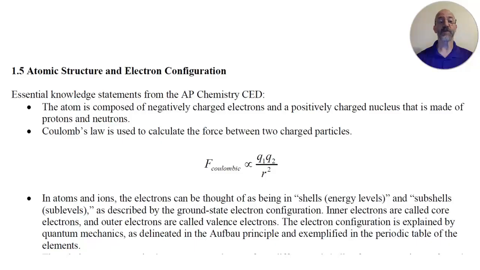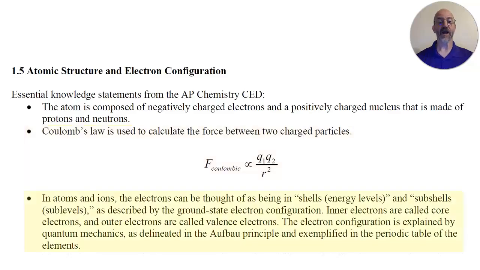Now, let's move on to the review for topic 1.5, atomic structure and electron configuration. Here are some essential knowledge statements from the AP Chemistry course and exam description. The atom is composed of negatively charged electrons and a positively charged nucleus that is made of protons and neutrons. Coulomb's law, and this equation is featured on the AP Chemistry equations and constant sheet. Coulomb's law is used to calculate the force between two charged particles.